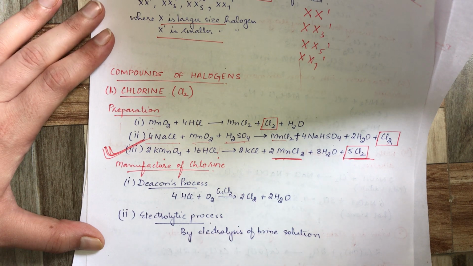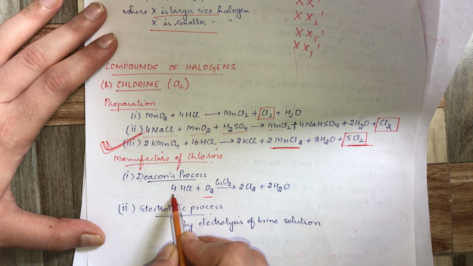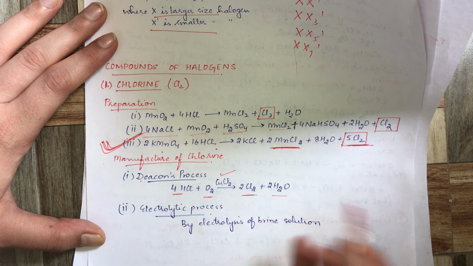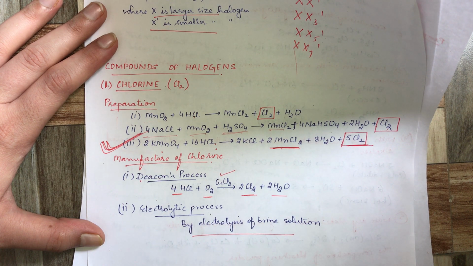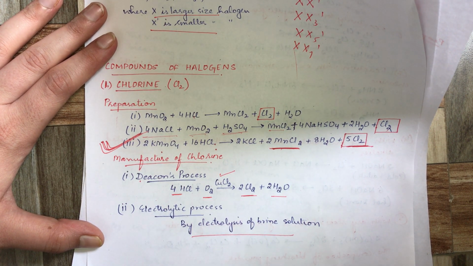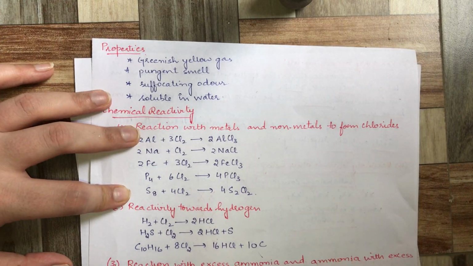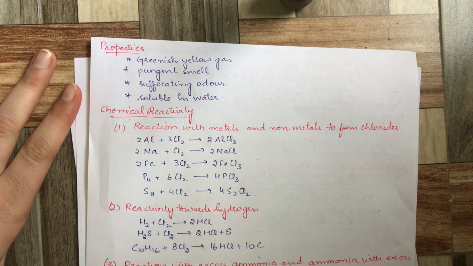And if you have to manufacture chlorine on large scale, one is the Deacon's process. Here the oxidation of HCl is done in the presence of copper chloride, which releases Cl2 and water. Another is the electrolytic process, if you electrolyze brine solution, then Cl2 will be formed at anode. Cl2 gas is released at anode. Right? Next, we talk about the properties of chlorine. It is a greenish yellow gas. It has a pungent, suffocating odor, and is soluble in water.